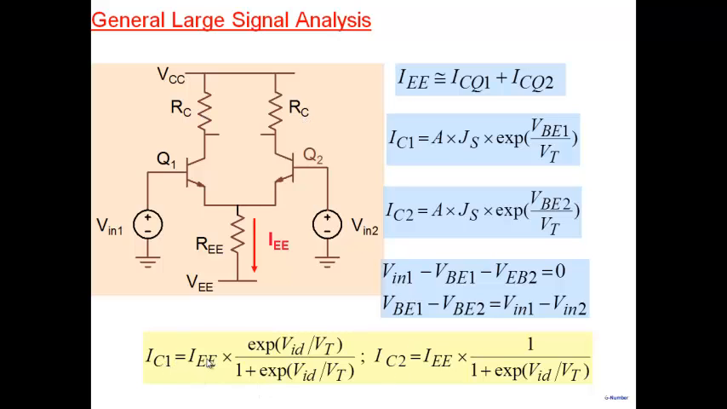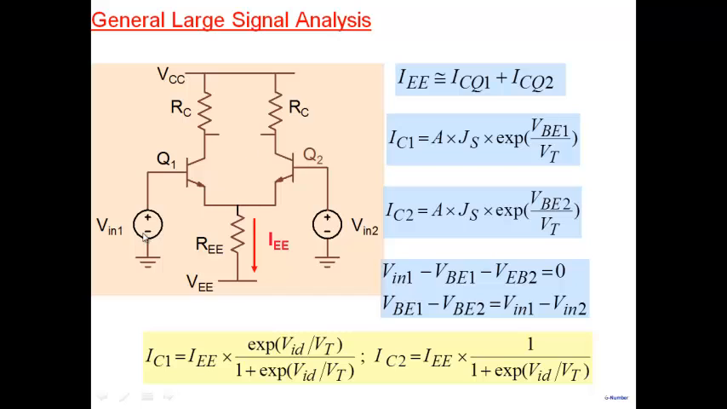IC1 equals IEE exponent VID by VT divided by 1 plus exponent VID by VT. IC2 is equal to IEE divided by 1 plus exponent VID by VT. So we can determine what is the collector current that appears here and what is the collector current that appears here. And the two are going to be different because of the voltages that have been applied. Note that if Vin1 equals Vin2, then my VID is 0, and the two currents IC1 and IC2 are the same. All right, so once you know IC1 and IC2, of course you know the voltage at this particular node here and the voltage at this particular node here.